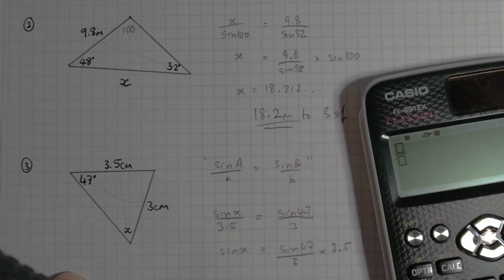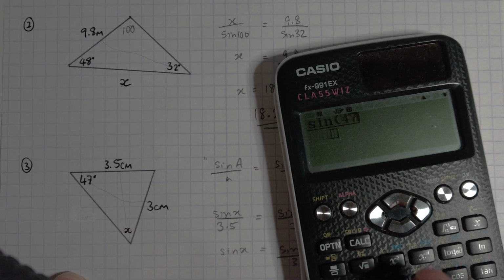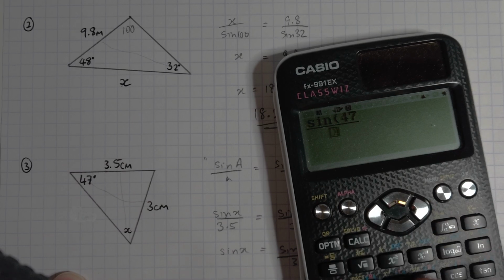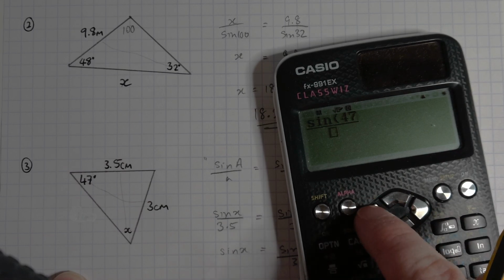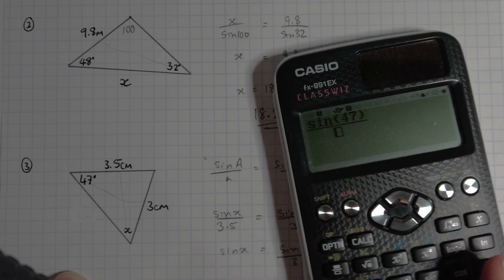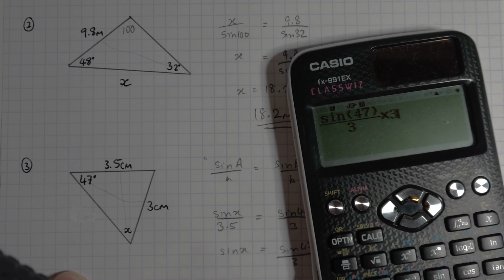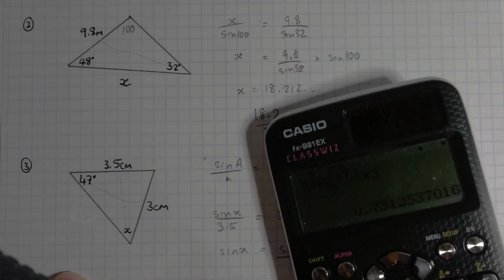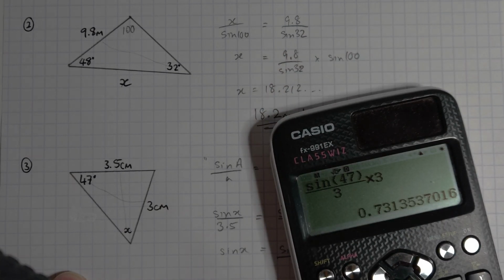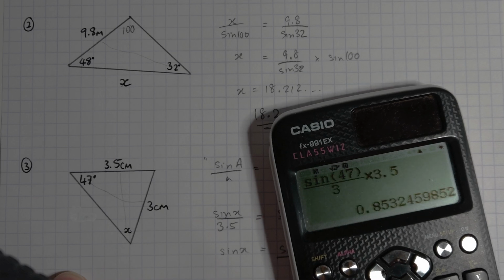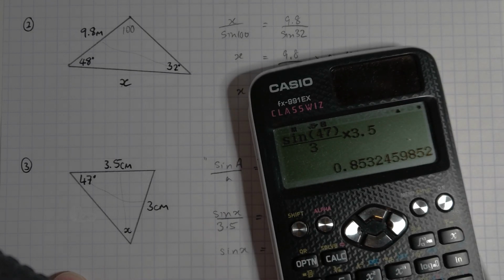So that was sin 47. Oops, my bad. Over 3, and then press right to get out of the denominator, times by 3. That's 0.731, blah, blah, blah. Sorry. There we go. That's the correct calculation, isn't it?